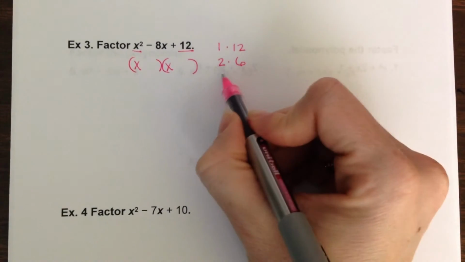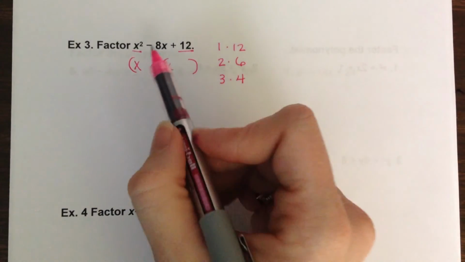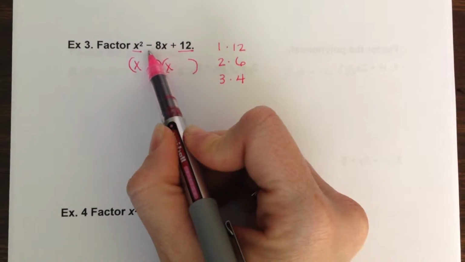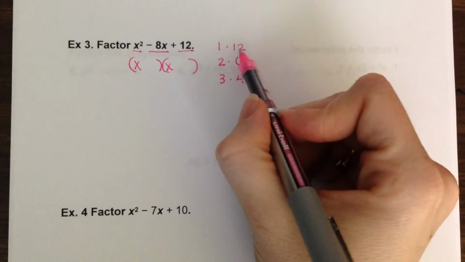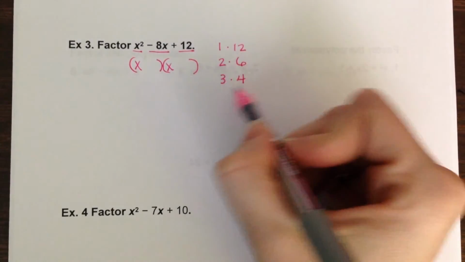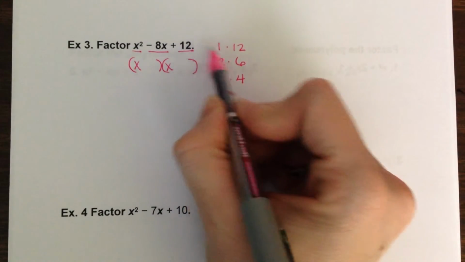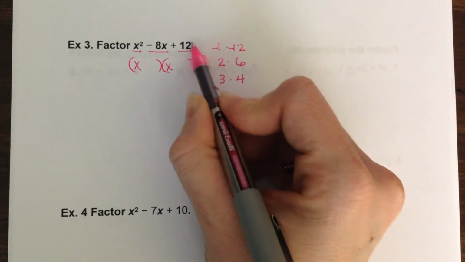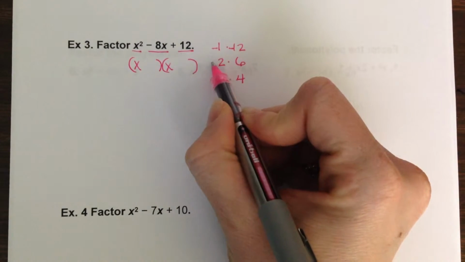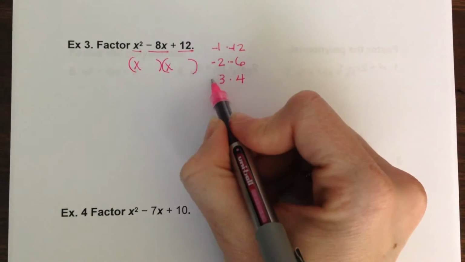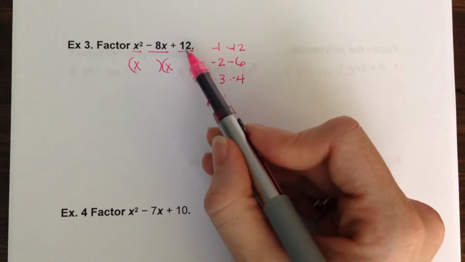2 times 6, 3 times 4, and I notice that it has to add together to get a negative 8. So I look at all of these. None of these are going to add together to get a negative number because they're all positive. However, I know that a negative times a negative also equals a positive. So this could be a negative 1 times a negative 12, a negative 2 times a negative 6, and a negative 3 times a negative 4.